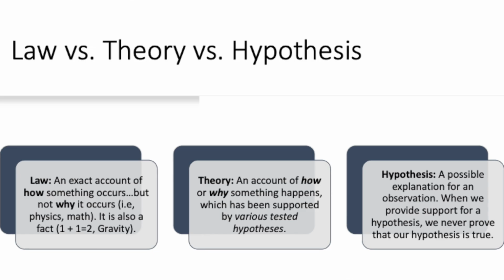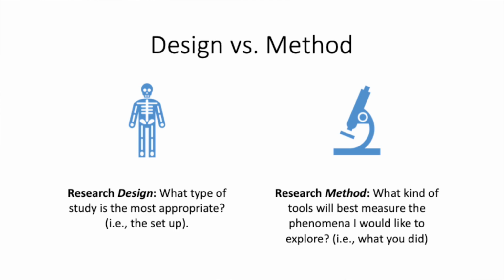So we have theories, hypotheses, and now we get to dive into the fun part, which is the different types of designs and methods that scientists get to use in order to test their hypothesis or answer their questions. So there is a difference between design and method, okay? When we talk about design, we talk about the type of study that is the most appropriate for you to explore your question. And then when we talk about method, it's basically the tools that you are using in order to explore or measure the variable that you're interested in.